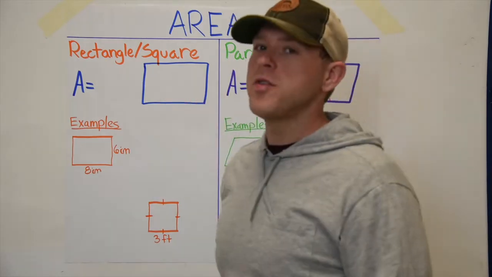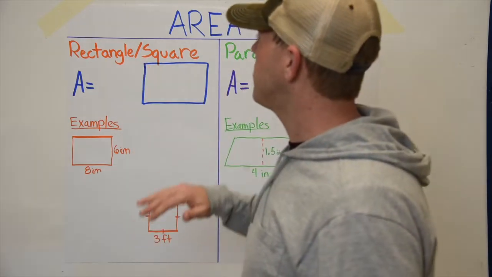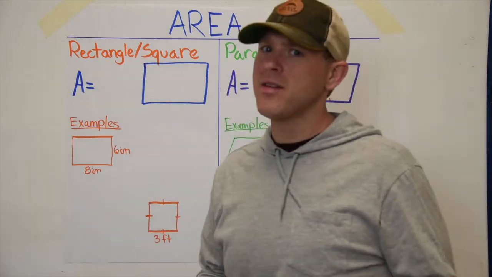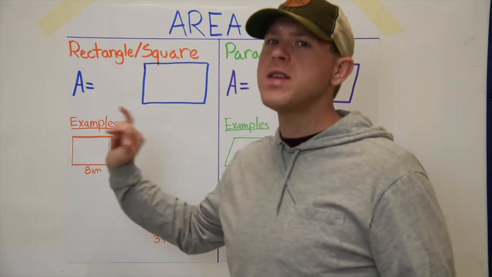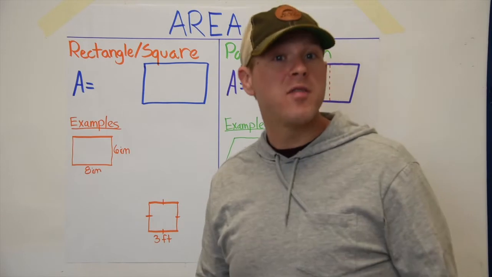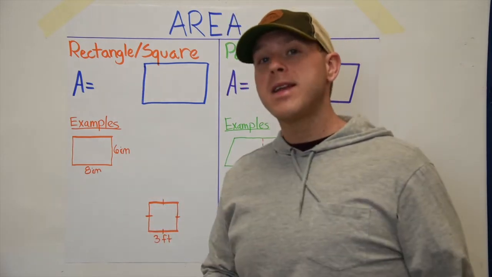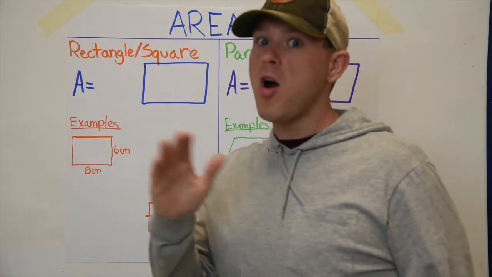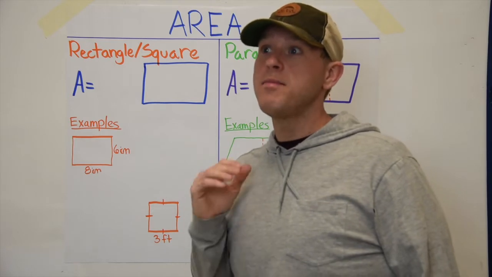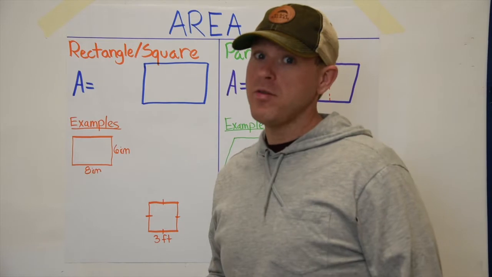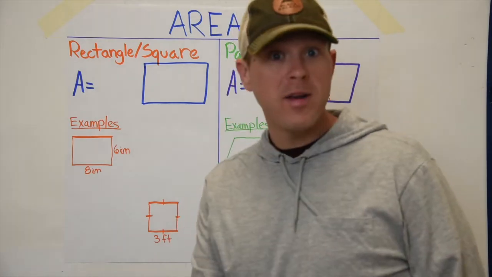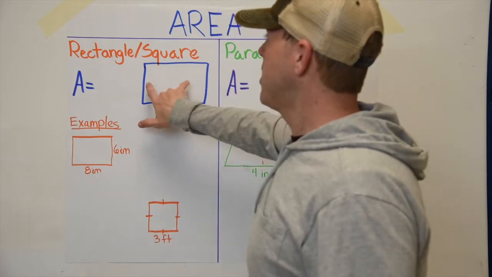Alright, so the first one you're going to see on your foldable is rectangle/square. So I'm going to put these together. I want you to remember, a square is always a rectangle, because let's define a few things. A square is a four-sided figure where all four sides are the same measurement, and it has four right angles. A rectangle has four right angles and two sides are the same.